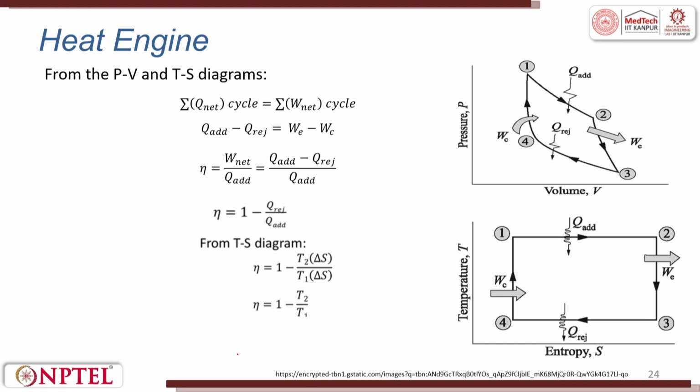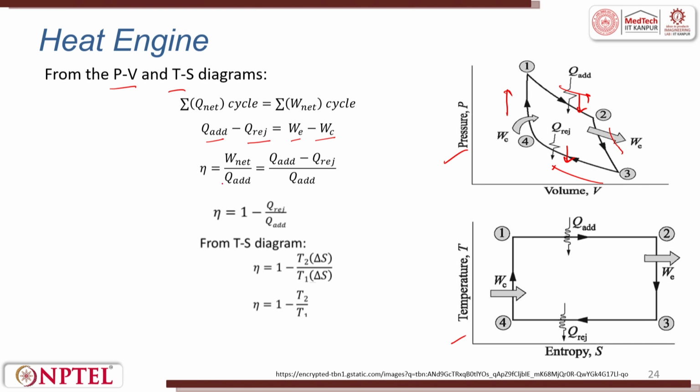Talking further about heat engine, we saw in the PV and TS diagrams, that is pressure volume and temperature entropy diagrams, the addition of heat and rejection of heat, and because of this a lot of things are going on between 1 to 2, 2 to 3, 3 to 4 and 4 to 1. This is already discussed, that is the net cycle heat is equal to net cycle work. That is Q addition minus Q rejection is equal to WE minus WC.